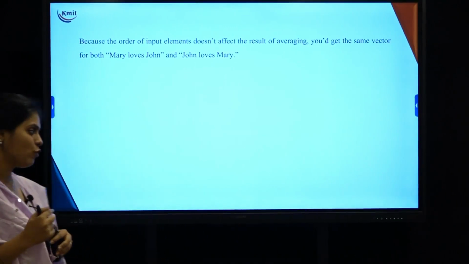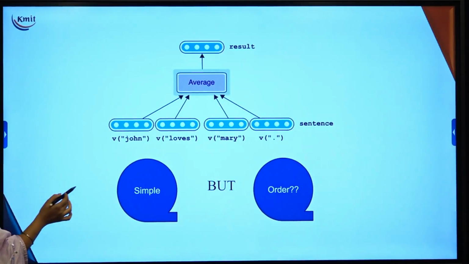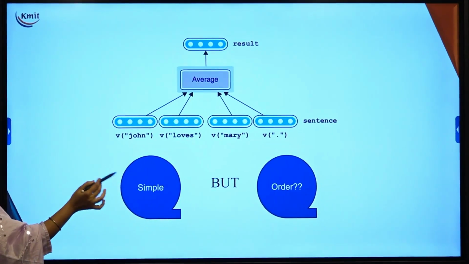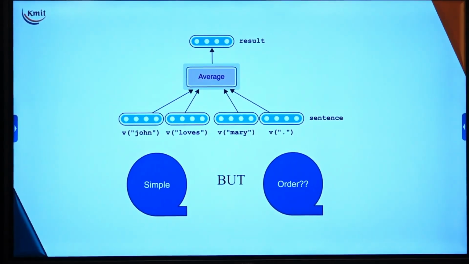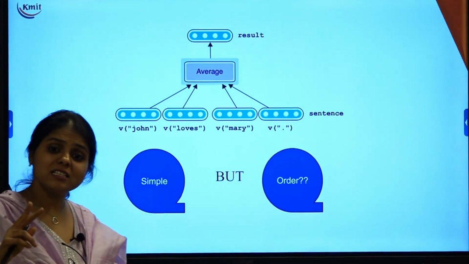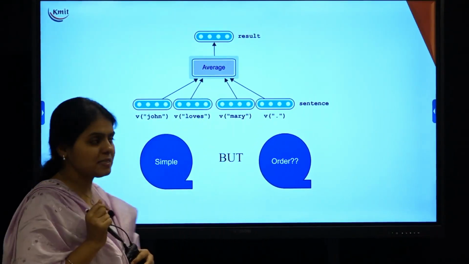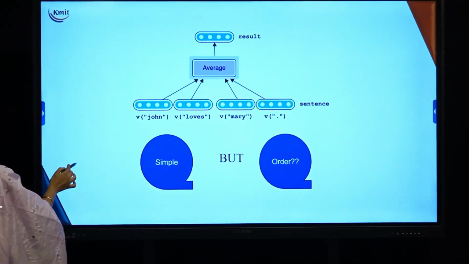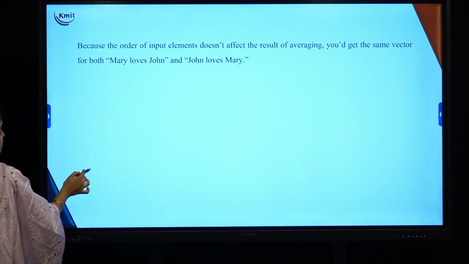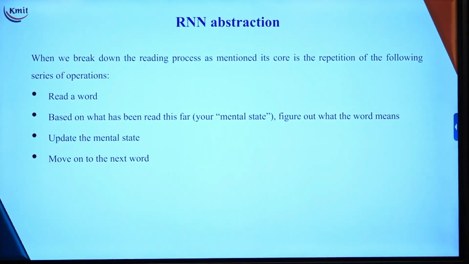So this first approach fails miserably because though it is simple, it is not taking order into consideration. If you have 2 different sentences with different meanings but the same words, this approach fails. That is the reason we go for the second approach. In the second approach, we start with RNN abstraction.